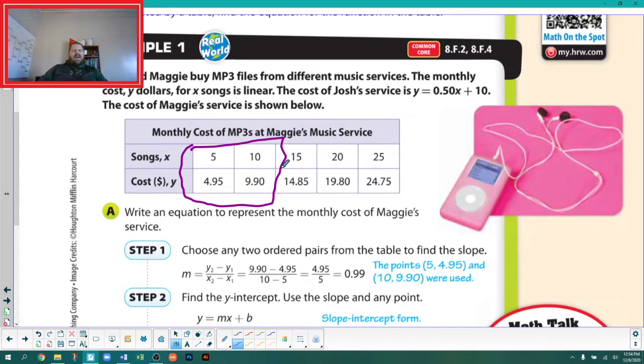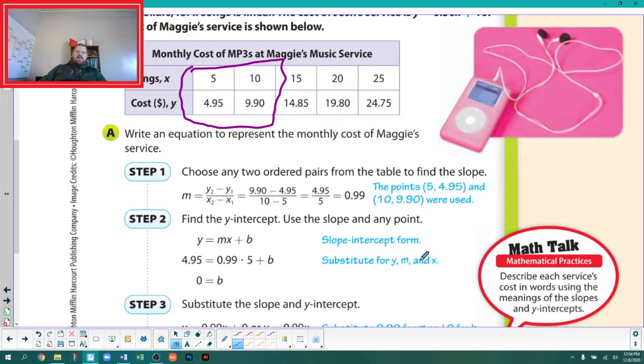That's good. So they pick those first 2 points. They find the slope, y2 minus y1 over x2 minus x1, and they find out that the slope is 0.99. And then they want to find the y-intercept. So they pick a point. They choose the first point that is given in the table, which is a valid selection. They put the 4.95 in for y and the 5 in for x.